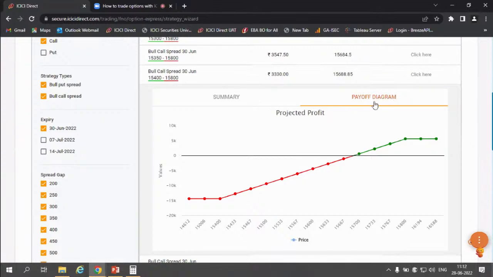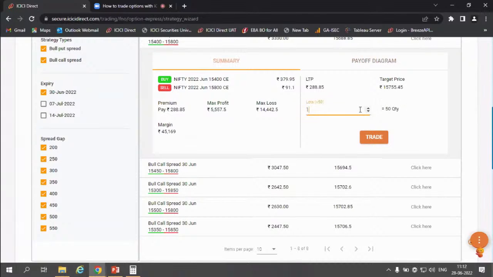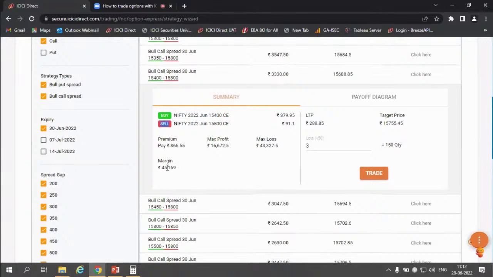So here you will be able to see the payoff diagram. Right. So you can change the quantity as you want, and accordingly you can see the premium is changing, max profit is changing, max loss is changing, right? So you can trade whichever way you want basically by simply clicking on this. Margin is nothing but the premium you have paid, because this is a bull call spread. But here there is a sell leg as well, so based on exchange calculation, it has given you the margin benefit over here. The overall margin benefit that you've got, we will see here.